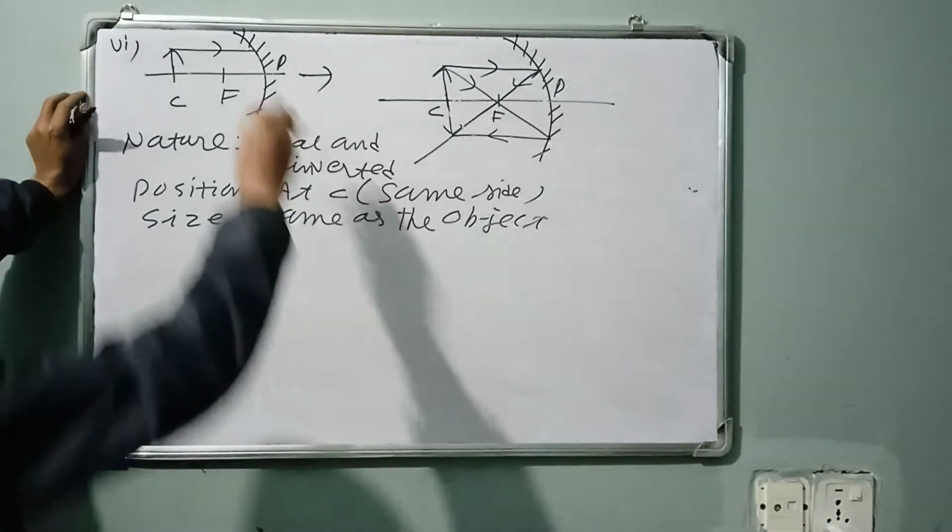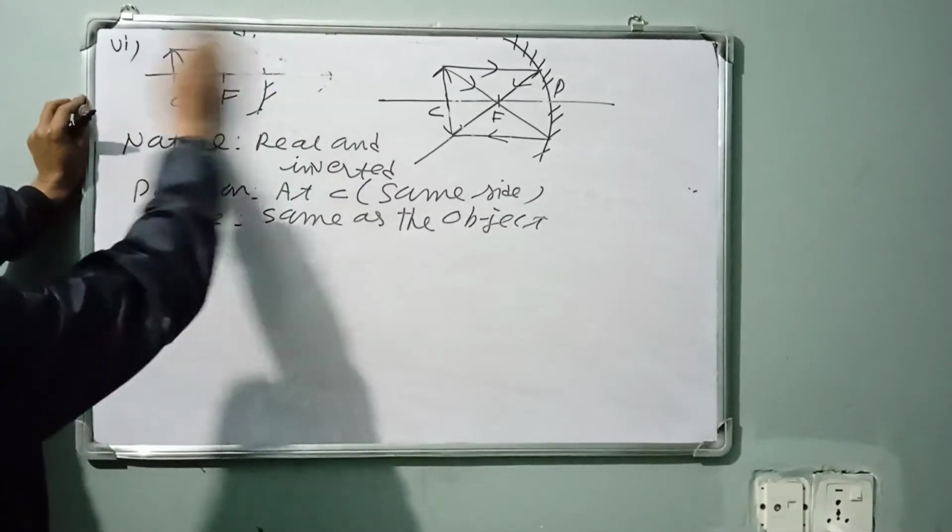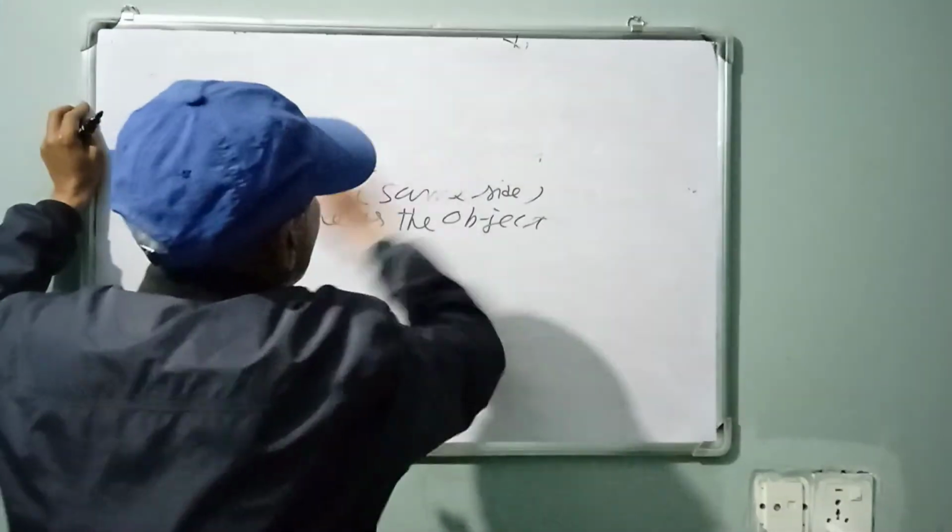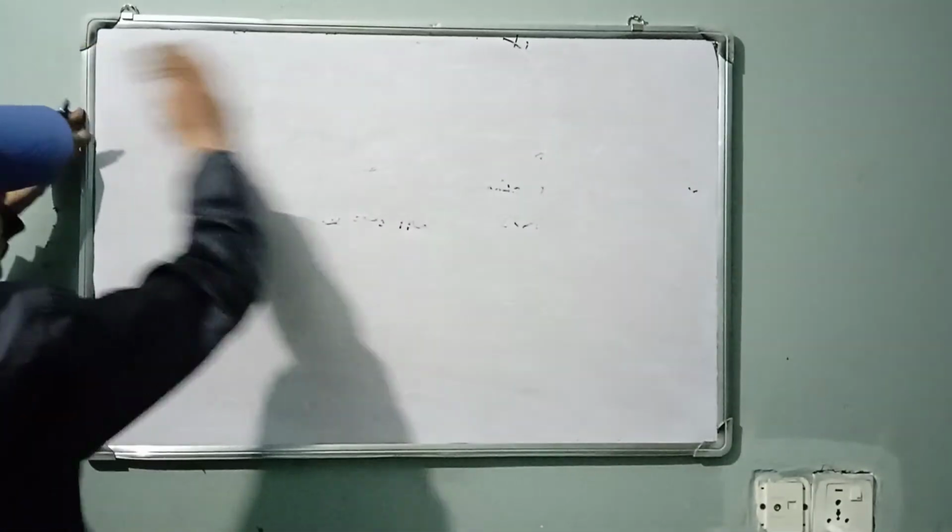Case number 6 is done. Now case number 7 is between C and F.